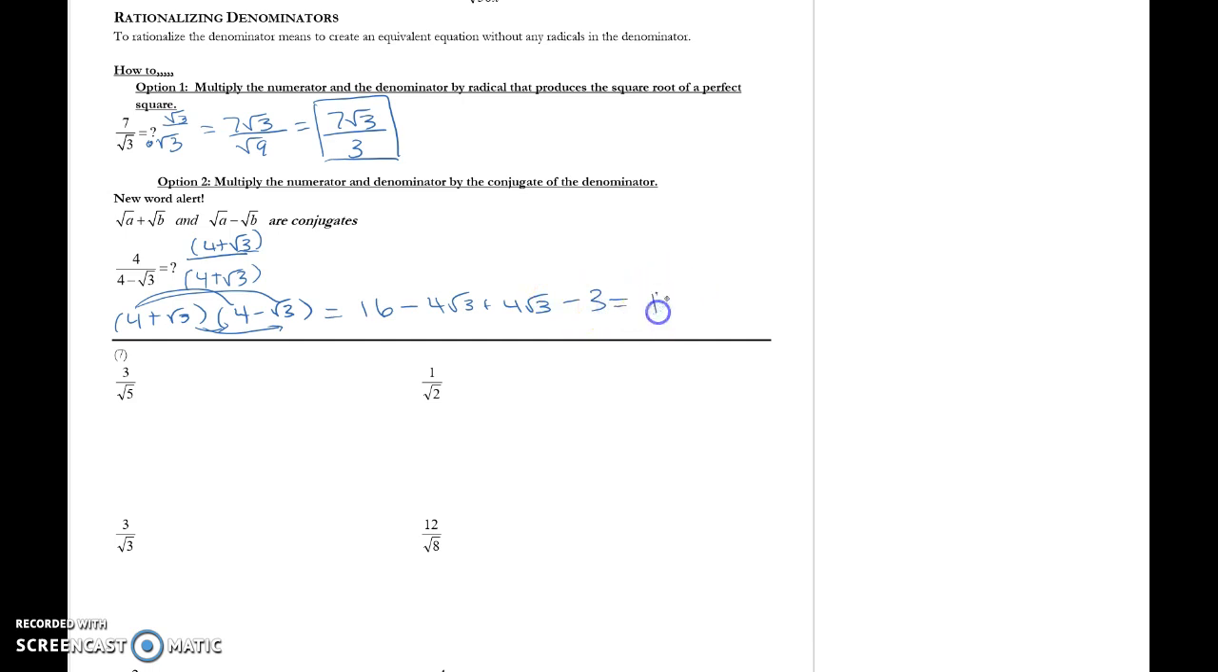So this would end up being 13. Okay, so in my denominator, I have 13. And then in the numerator, we have 16.